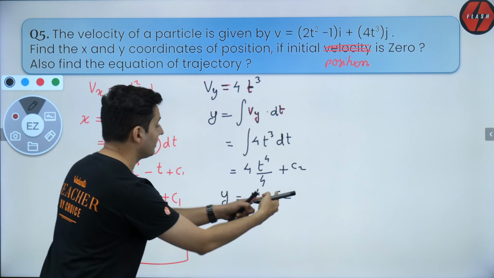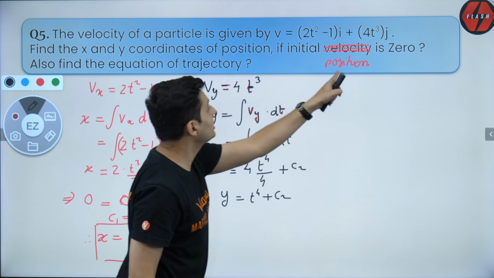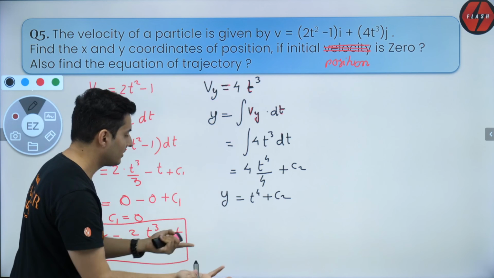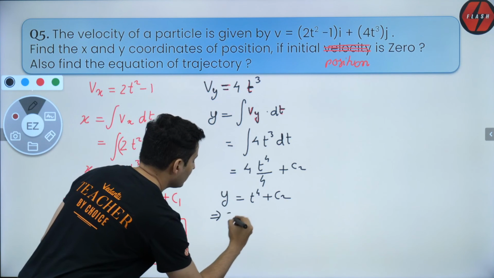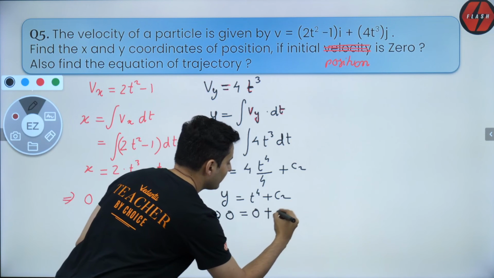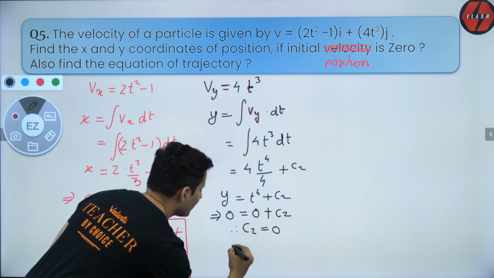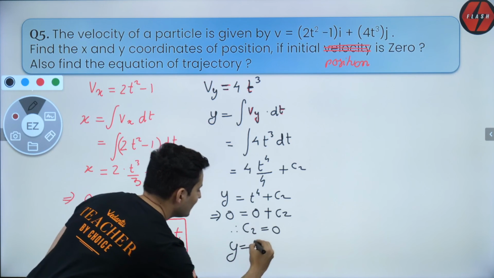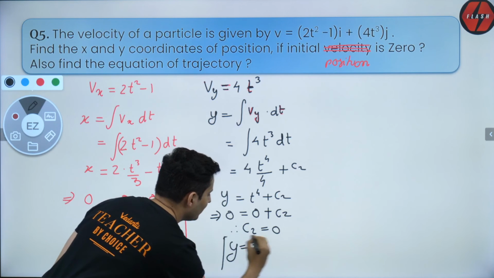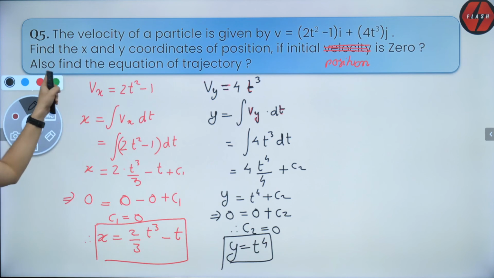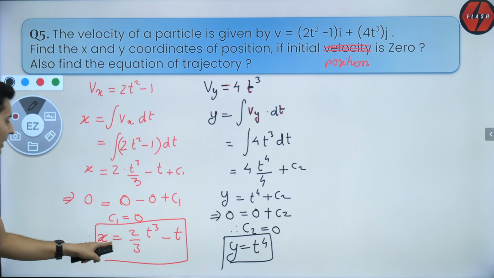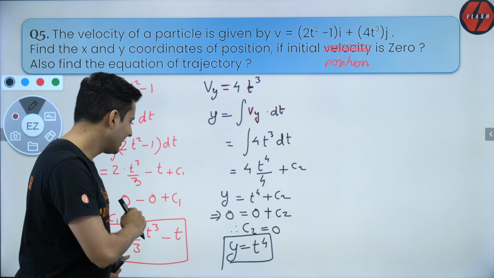And I have to find that c2, guys, but it is given initial position is 0 or it is at origin. So that tells me 0 is equal to 0 plus c2. Therefore c2 is 0. Therefore y is just t raised to 4. That is your y coordinate. So we have found out the x and y coordinates of that position of that particle in 2 dimensions.